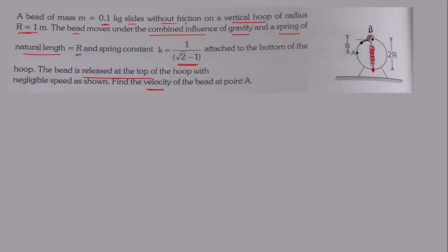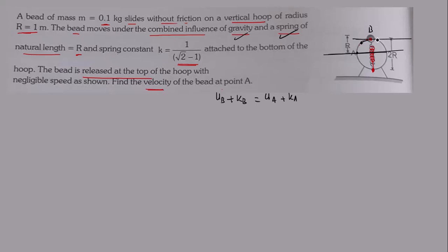Let us take the reference line at B, and this is point A. From B to A, we apply the energy conservation. Since only gravity and the spring force are there, only conservative forces are there. So the initial potential energy plus kinetic energy at point B should be equal to the final potential energy plus final kinetic energy at point A. This is the work energy conservation theorem applied for conservative forces only.